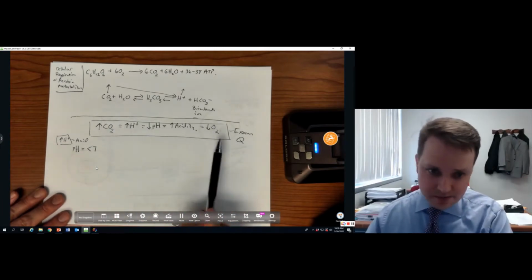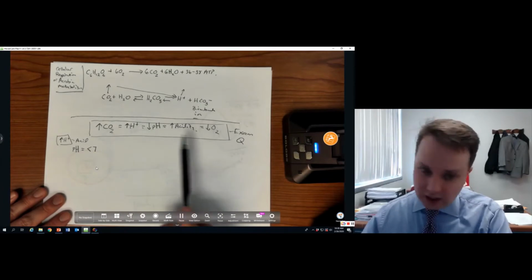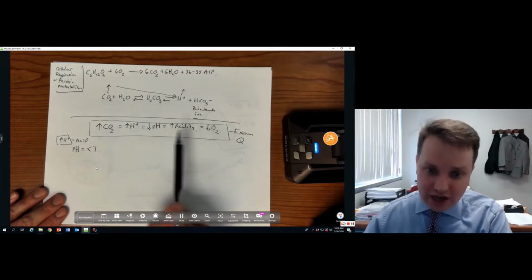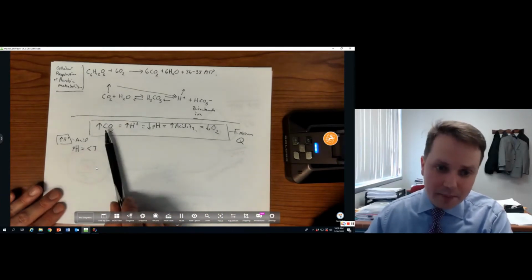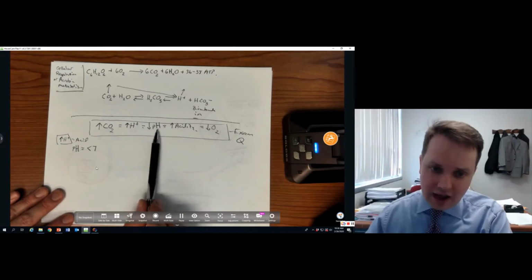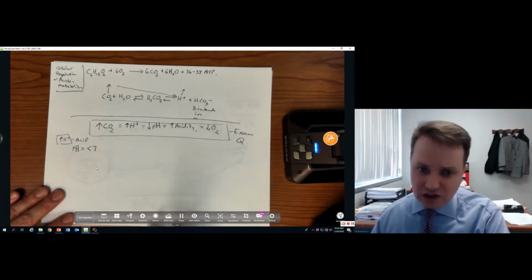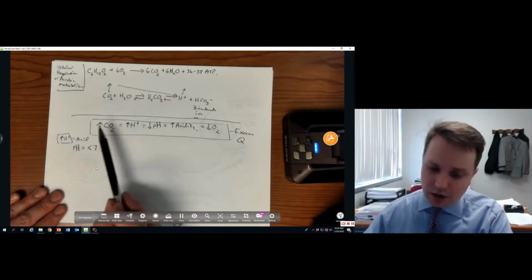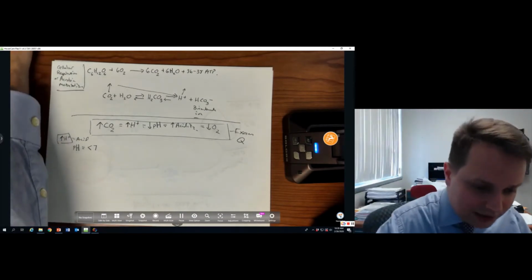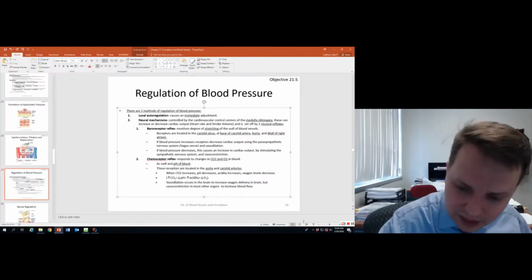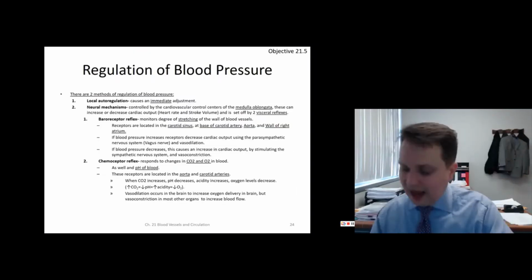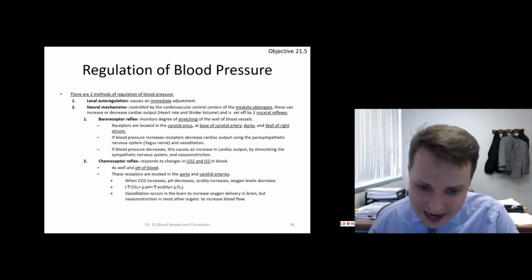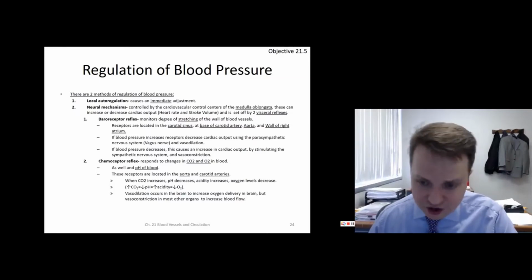Okay? Right here, there is a question near the end of the exam on this concept, okay? And I want you guys to make sure you understand it. When CO2 goes up, hydrogen ions always go up, pH goes down, blood becomes more acidic, and oxygen levels go down, okay? These things are all going to happen anytime CO2 goes up. So what does this mean for me? Well, the chemoreceptor reflex is responding to CO2 and O2 and the pH of blood. So when CO2 goes up, the pH of blood goes down, acidity goes up, and oxygen decreases.